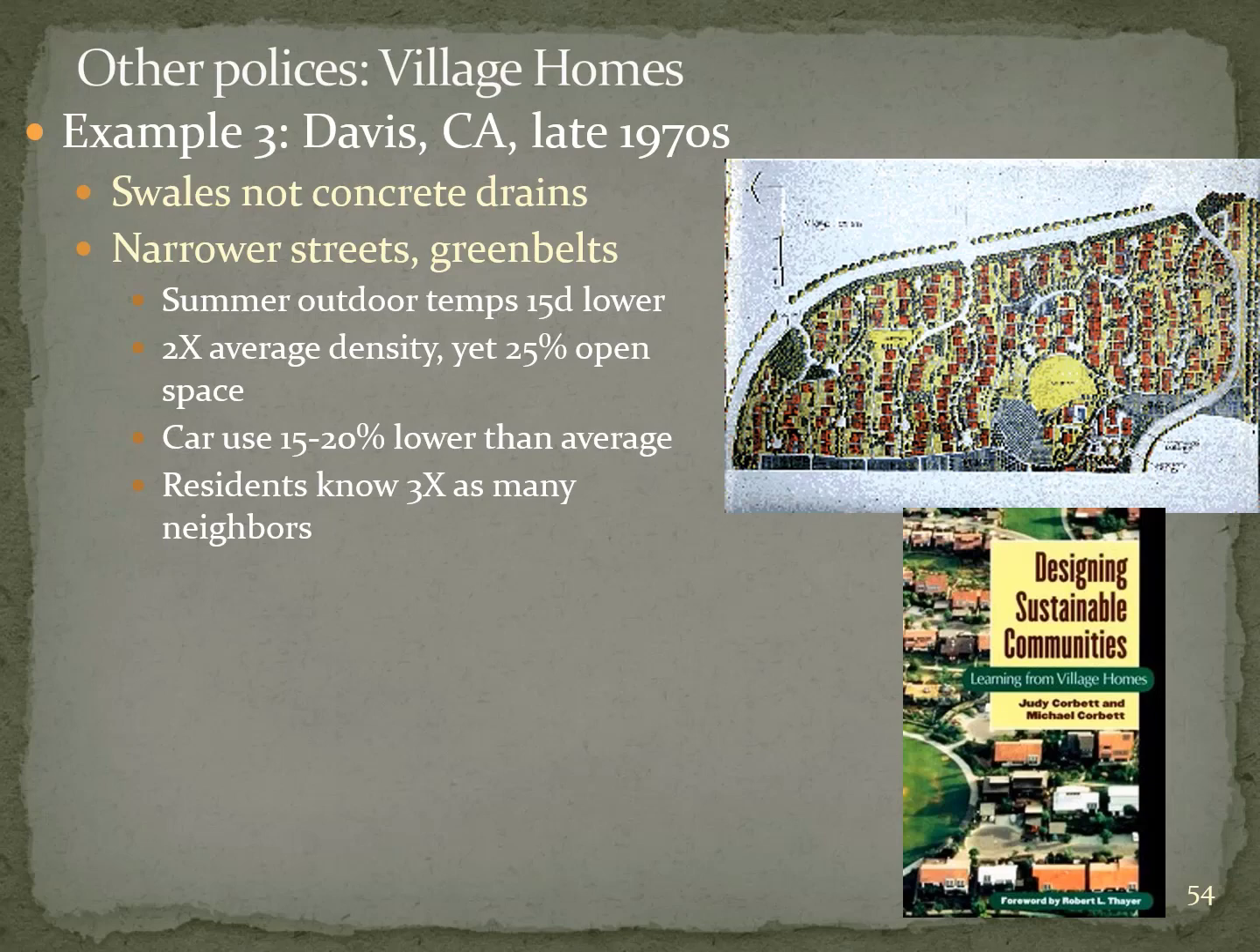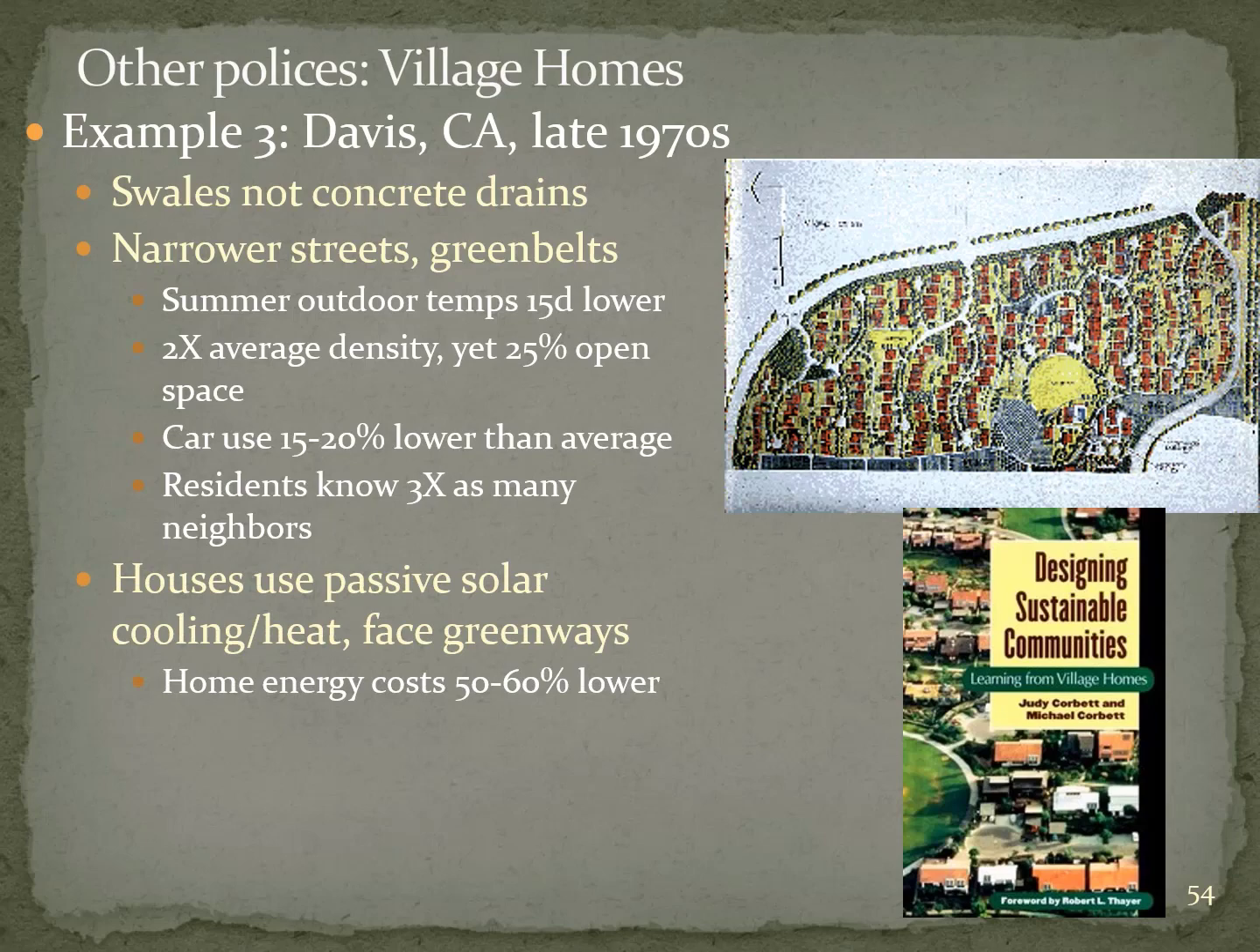And streets enter sort of on opposite sides. So there's streets that pass through the housing development, but they don't cross each other, right? You go in and out on the same street. So that if you want to get anywhere else, you have to walk. And so car use is 15 to 20% lower than average. And residents know 3 times as many neighbors. This is also good, right? Social interaction leads to group and collective action, collective problem solving.